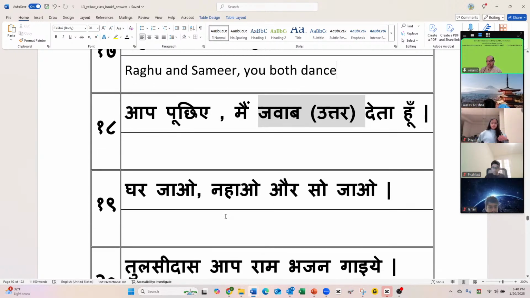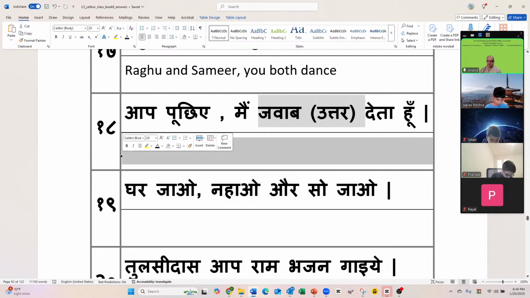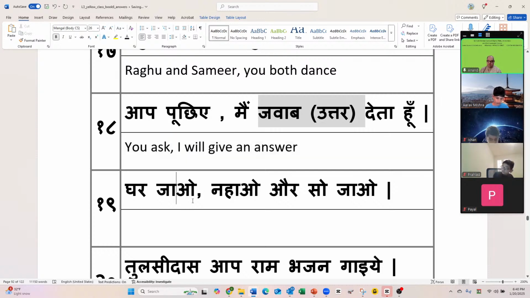Arav, read the next sentence. आप पूछो, no, आप पूछिए मैं जवाब देता हूँ. Okay, आप पूछिए मैं जवाब देता हूँ. What does that mean? You ask, I will give an answer. Okay, you ask, I will give an answer.